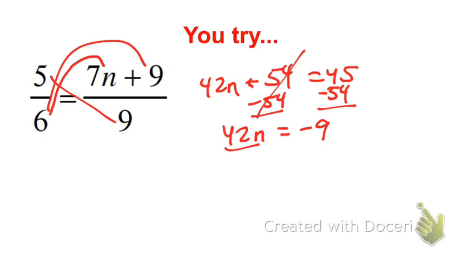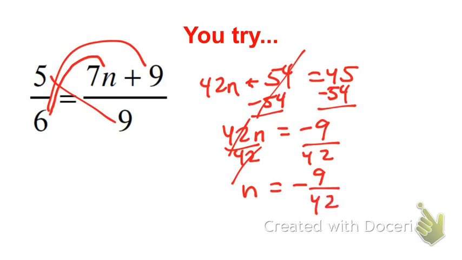And then divide both sides by 42. This one you're really not going to be able to simplify down too much unless you change it to a decimal. So -9/42 will probably be a perfectly fine answer. So hopefully you got that correct. So welcome to proportions. Welcome to one of the major things we need to do with similarity.